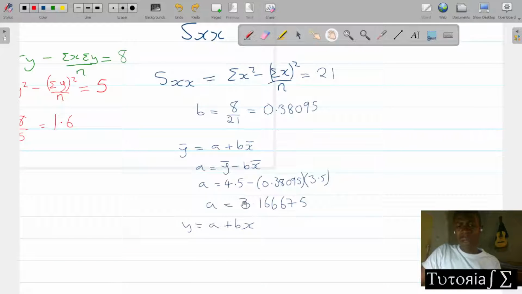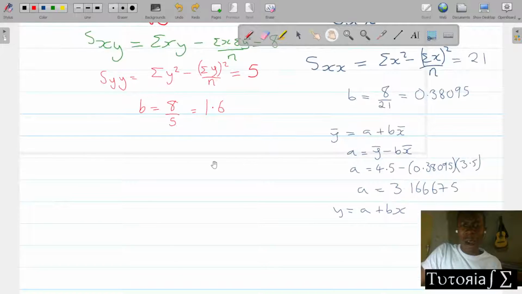And we are simply going to replace in this equation. B we're going to replace here. A we're going to replace here. But first of all, before we replace, let's find our a on this side. So for our a, we are going to use this equation: x bar equals a plus b y bar. Making a the subject of the formula, we're going to have this.